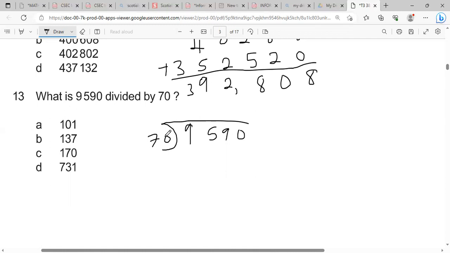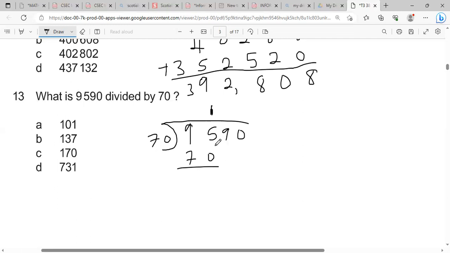All right. So first we're gonna see 70 into 9. We can't. So it's 70 into 95. Look where I put the 1 right here. We don't start here, right? Right here. All right, 70 times 1, 70. So we're doing it the long division way.